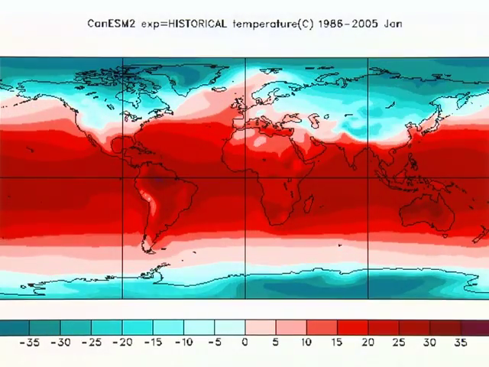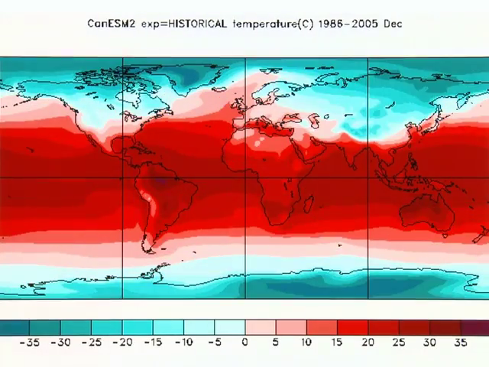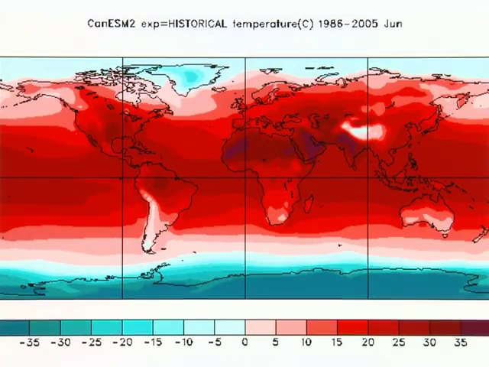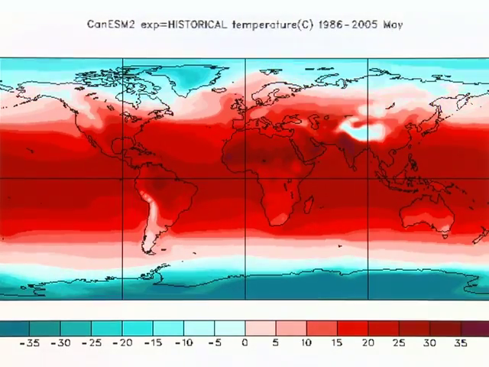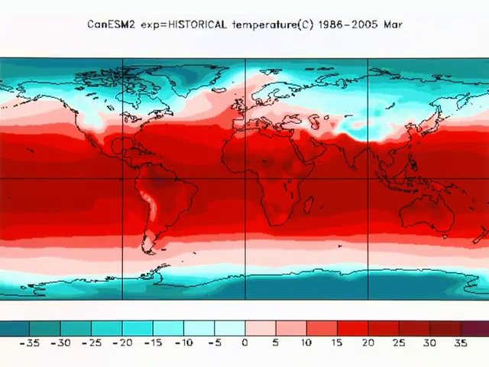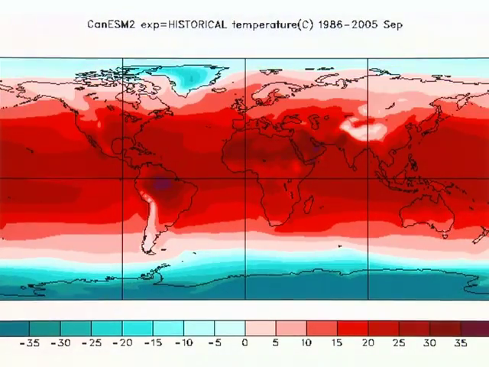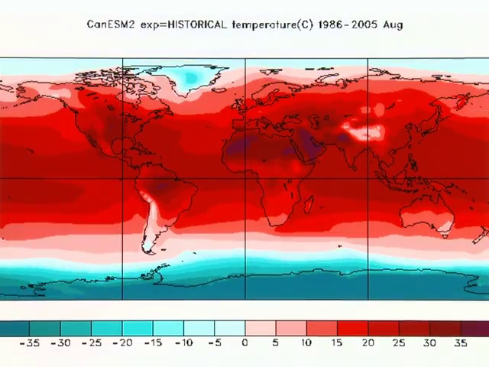Let's step inside a climate model to experience a simulation of the seasonal evolution of surface temperature. We are looking at the average temperature for each month as simulated for a recent 20-year period. At high latitudes, cool temperatures, indicated by shades of blue, occur in wintertime. Warm temperatures, indicated by shades of red, occur in summertime at high latitudes.